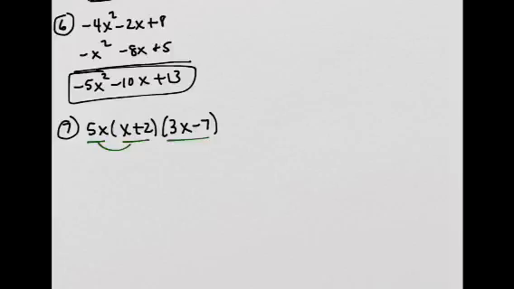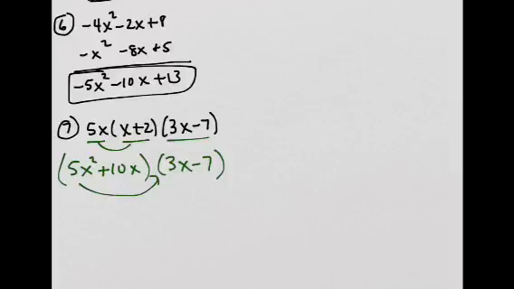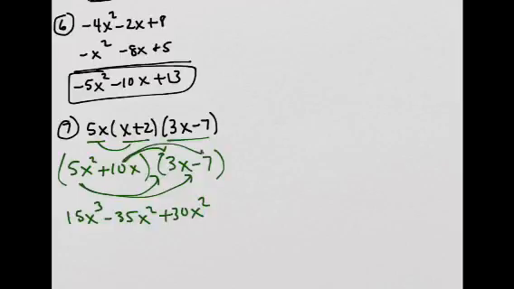So I get 5x squared plus 10x. I'm going to take that and multiply it by 3x minus 7. So distributive property, this times this is 15x cubed, and then this times this is minus 35x squared, and then this times this gives me 30x squared, and then this times this gives me negative 70x. So I've got two like terms right here, so I'm going to combine them. So my final answer is 15x cubed minus 5x squared minus 70x. And that's your final answer.